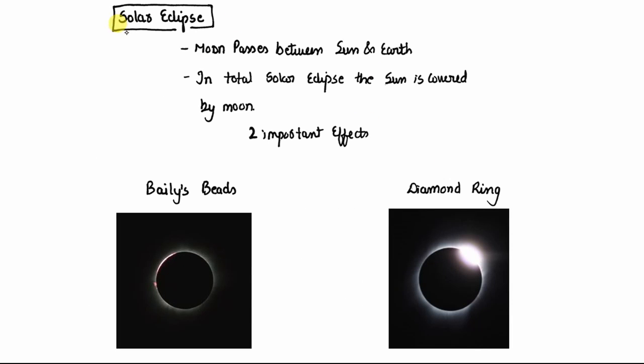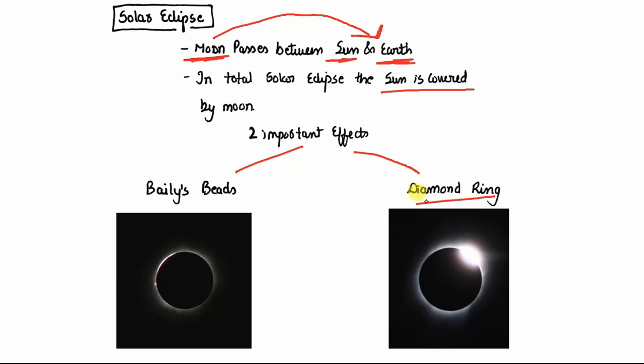So when does a solar eclipse occur? When the moon passes between the sun and the earth. Moon in between the sun and the earth. When is a total solar eclipse? It is when the sun is covered by the moon. So these are the two important effects. One is Baily's beads and the other one is the diamond ring.